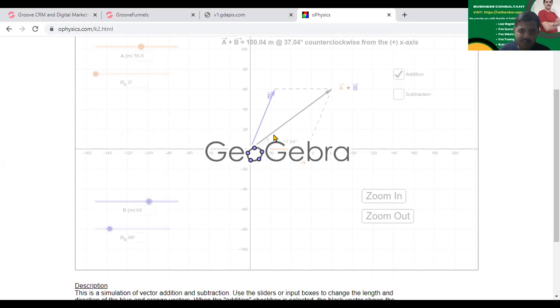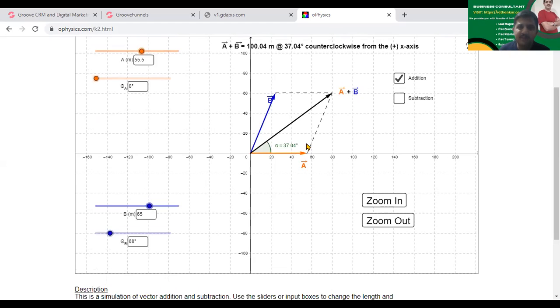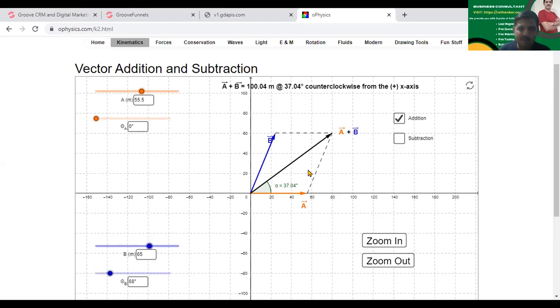Now we have two vectors. So this is the interface that we observe here. In the previous lecture also, I had described the same interface, and I had shown that when two vectors A and B are equal, then the angle between the resultant and the vector A is bisected, or it's equal to half the angle between A and B.